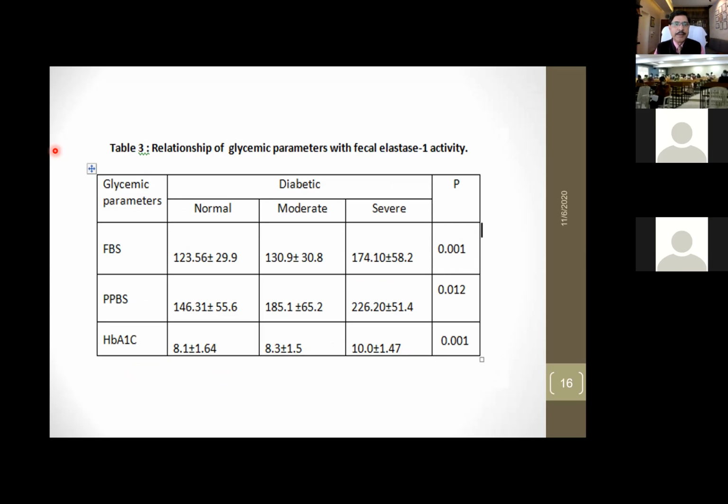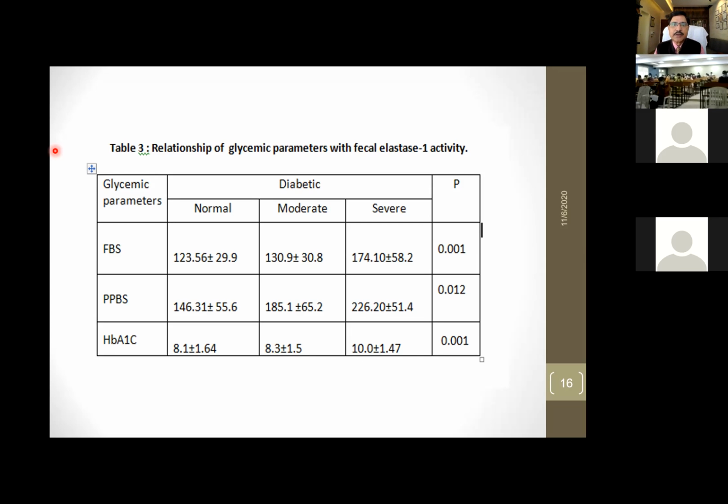Looked at the FPBS, PPBS, and hemoglobin C. You can see by eyeing the data that the standard deviation is not more than half of the mean in any one of the boxes here. You can easily verify that from the data. First, that has to be verified. And you see 123, 130, 174, 146, 185, 226, 8.1, 8.3, and 10.